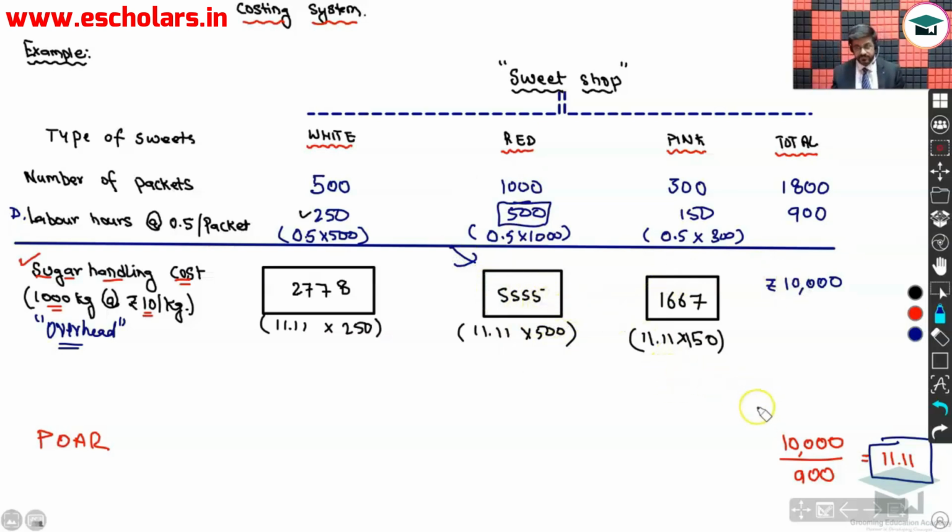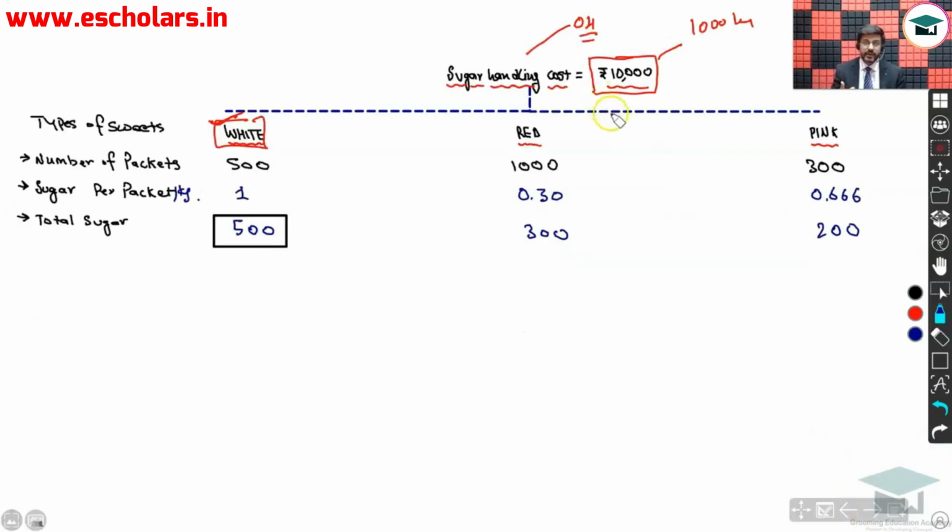But later on, you came to know that the highest raw material, that is the sugar, you are consuming for white. So don't you think the cost which is related to sugar, which has been incurred for handling the sugar, should go maximum on white only? I'm not talking here from a calculation perspective, just from a simple logical perspective. I'm just discussing the logic.